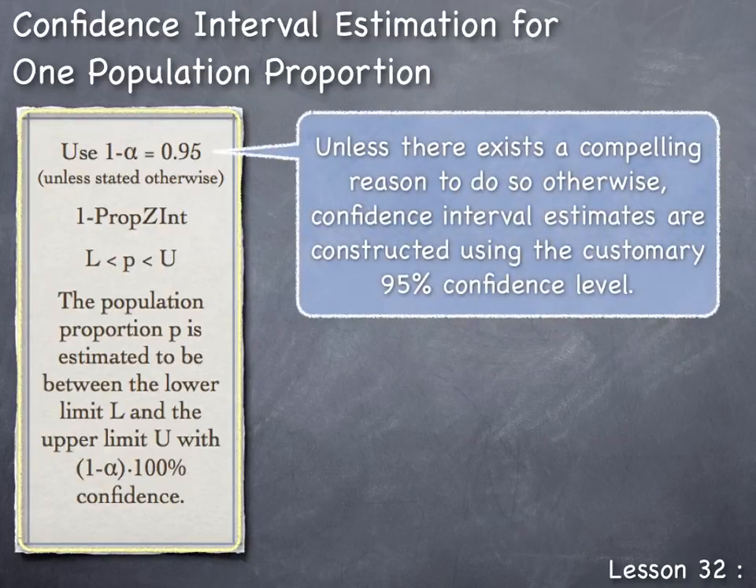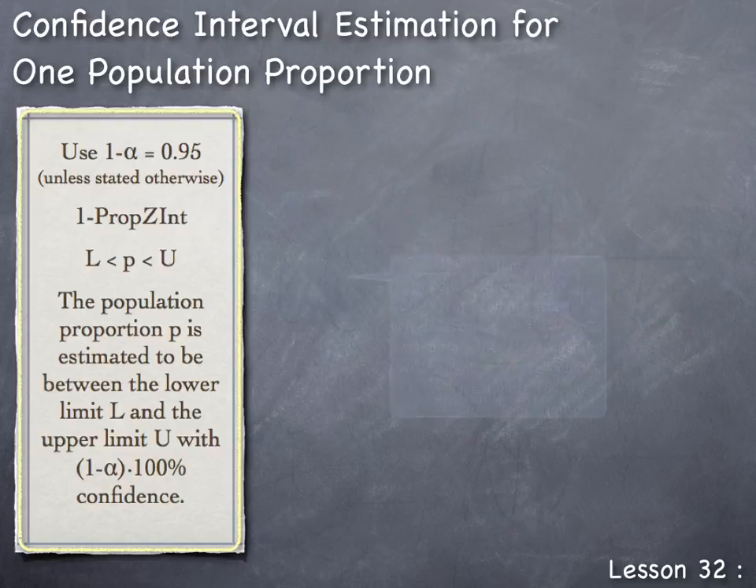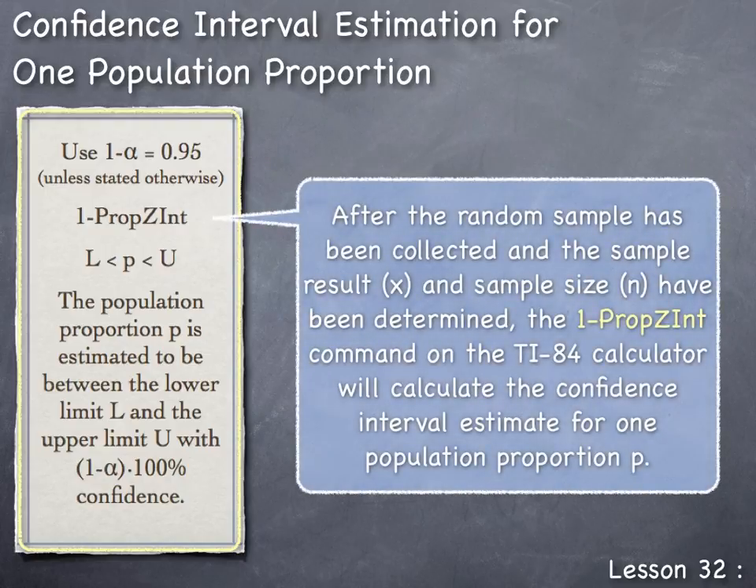Now, unless there exists a compelling reason to do so otherwise, confidence interval estimates are constructed using the customary 95% confidence level. After the random sample has been collected and the sample result, x, and the sample size, n, have been determined, the 1-PropZInt command on the TI-84 calculator will calculate the confidence interval estimate for one population proportion p.